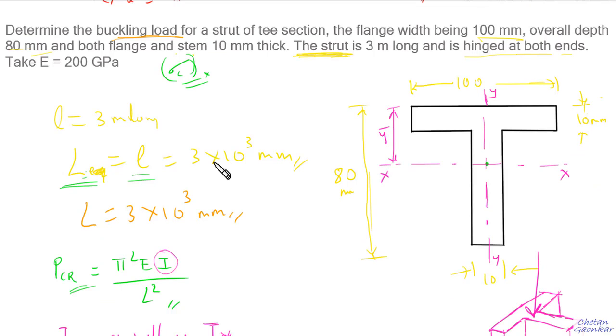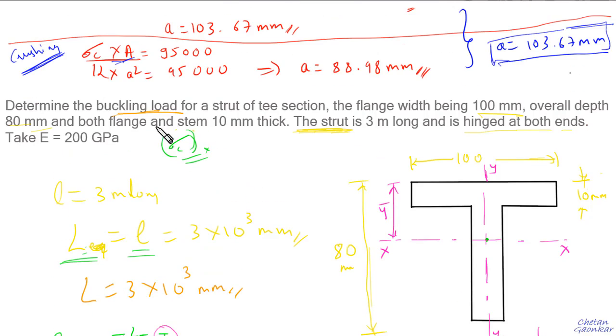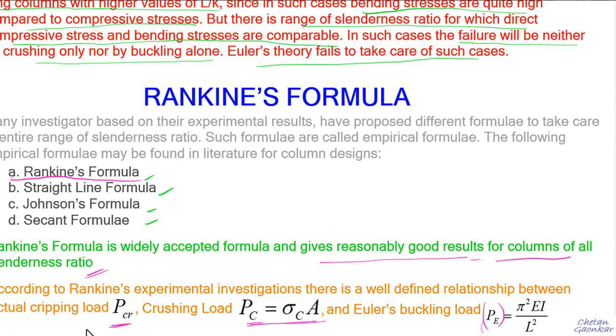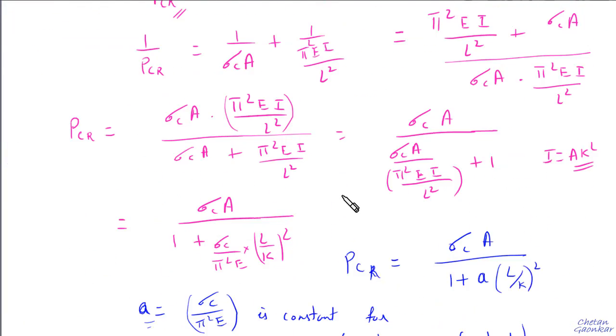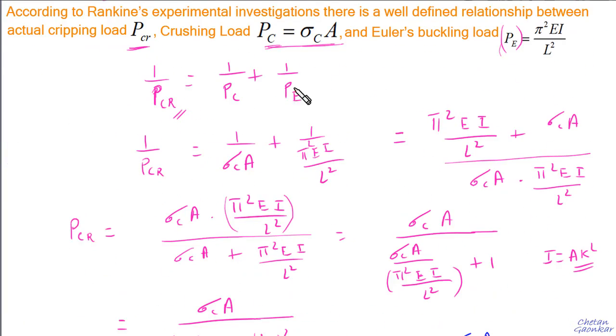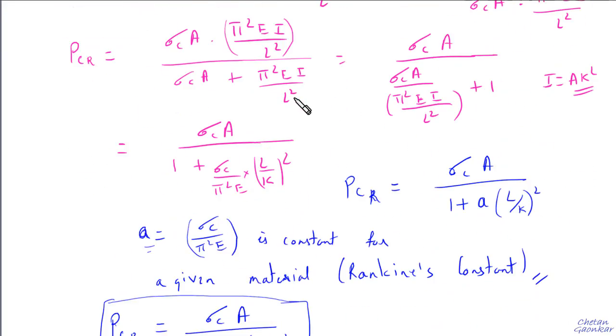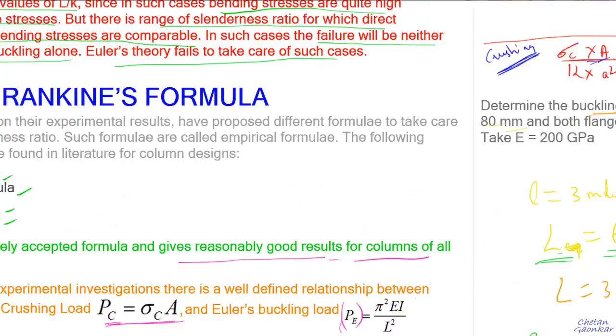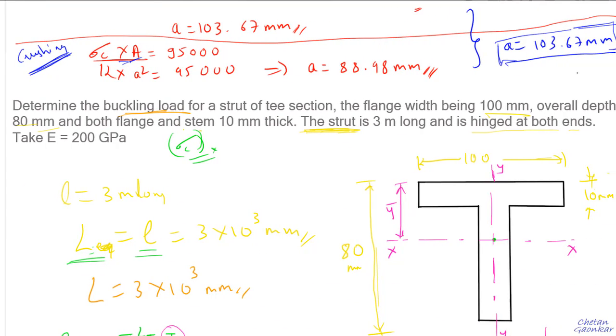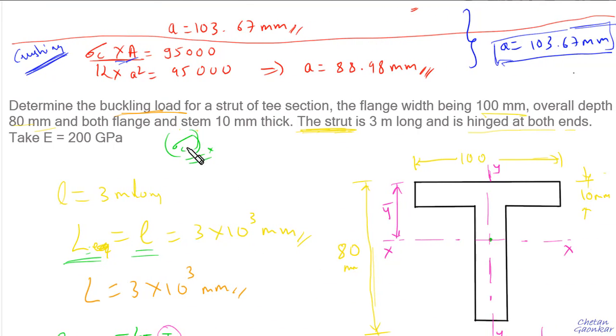Now here are two very important points to remember. Since they didn't mention anything about the crushing stress or crushing load, we didn't make use of Rankine's formula, because if you remember, Rankine's formula takes care of both the crushing stress as well as Euler's formula. But since nothing was mentioned about the crushing stress, we didn't take Rankine's formula into consideration, as no information was available for crushing stress or crushing load. This is the first point you need to remember.